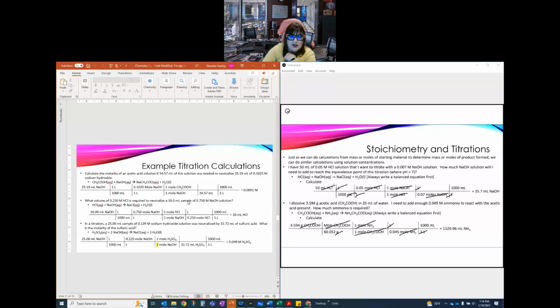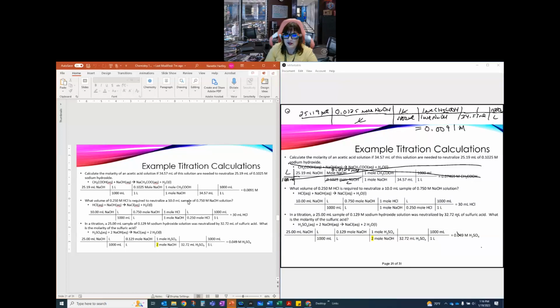So we get over here to this example, titration calculations. And I go in my slide deck that I can write on. Come on. And you'll see that I've crossed it out. Let's read it. Calculate the molarity of an acid solution if 34.57 milliliters of that solution are needed to neutralize 25.19 milliliters of 0.1025 molar sodium hydroxide. So I start with that 25.19 milliliters.